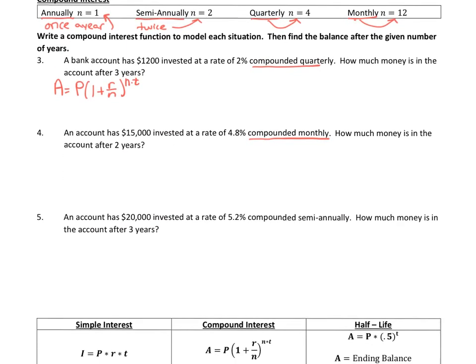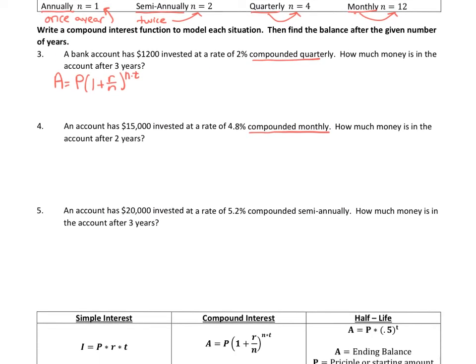So let's talk about what those different things mean. So again, the P is the principal or that starting amount. So this is my P, the $1,200 that was invested. The R is your rate, but again, we want to turn that 2% into a decimal, so it's 0.02 because I moved the decimal spot over twice. And then it's compounded quarterly, so that means my N is going to be 4. And then 3 years means my T is going to be 3.